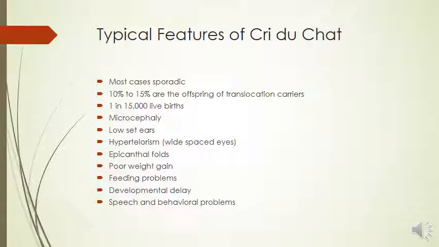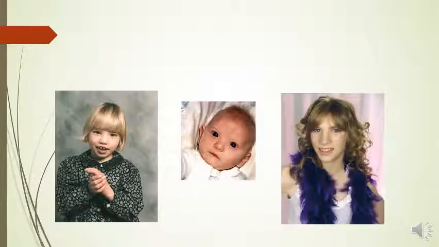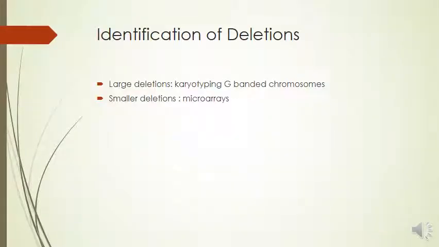The babies have microcephaly, low-set ears, hypertelorism, wide-spaced eyes, epicanthal folds, poor weight gain, feeding problems, developmental delay, and speech and behavioral problems. Here is a picture showing you 3 girls who were born, and I did not have a picture of a male, but there were 3 girls who have cri du chat. In order to identify deletions, large deletions can be identified by karyotyping G-banded chromosomes. The smaller deletions, you would have to look at microarrays.